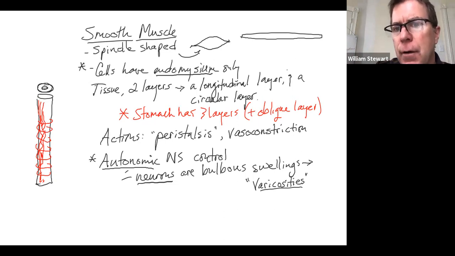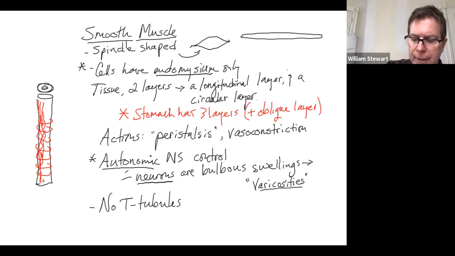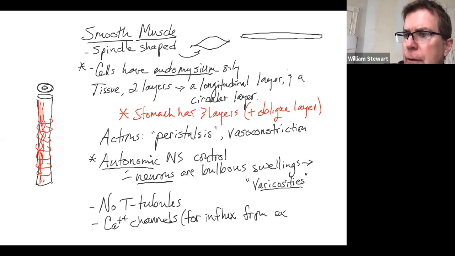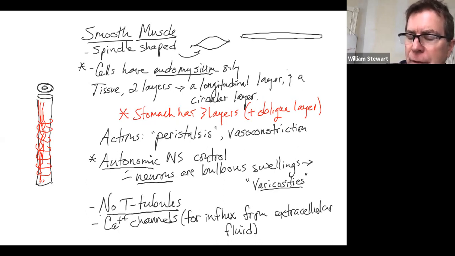In smooth muscle cells, there are no T-tubules, transverse tubules, inside of the cells like there are in skeletal muscle. The cells have calcium channels that allow calcium to influx from extracellular fluid. So let's just think about this for a minute. If there are no T-tubules inside of smooth muscle cells, that's where calcium is stored inside of skeletal muscle, but there aren't any of those.